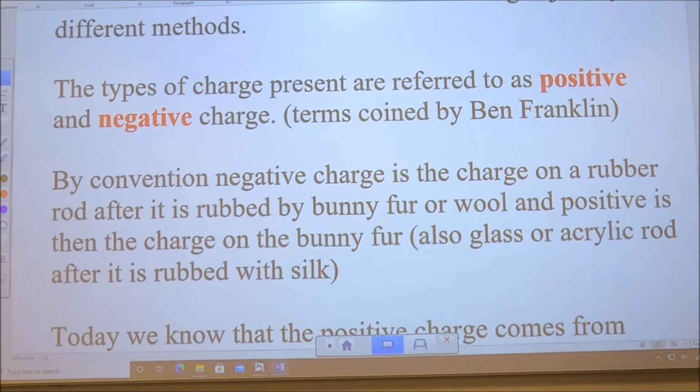Now, the types of charge presence are referred to as positive and negative charge. These were coined by Ben Franklin. By convention, negative charge is the charge on a rubber rod after it is rubbed by bunny fur or wool. And positive charge is the charge on the bunny fur. Also glass or acrylic rod rubbed with silk.